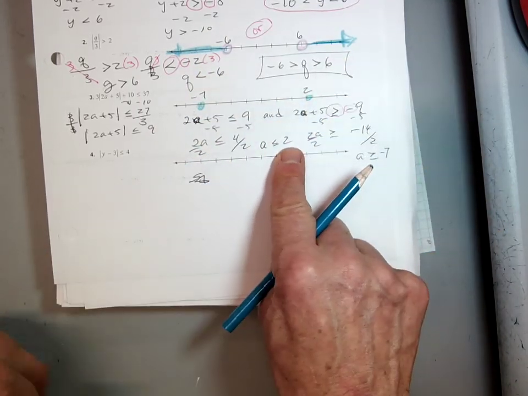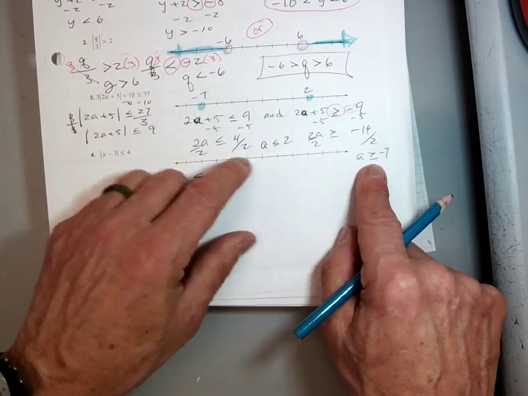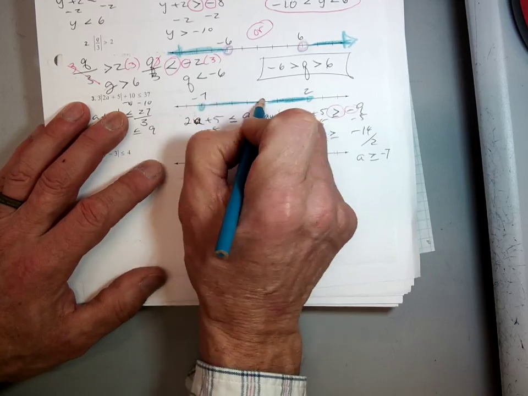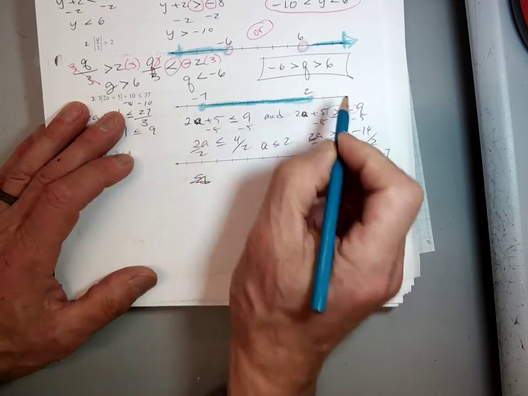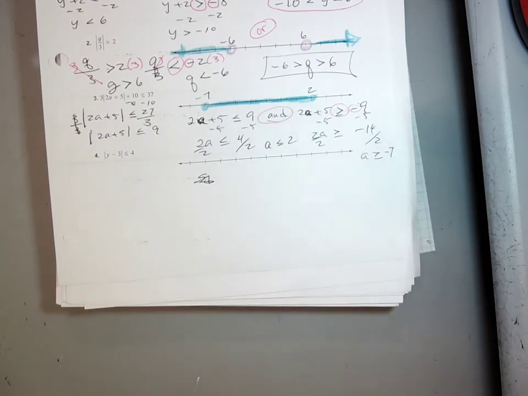This says a is less than or equal to 2, that's that way, and a is greater than or equal to -7. Less than 2 is this direction, greater than -7 is this direction, and the two meet in between. It is an AND statement. Okay, not too bad.